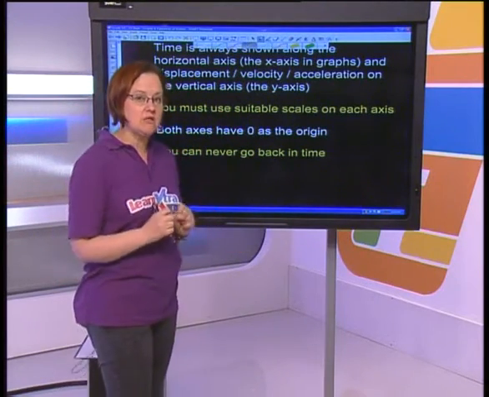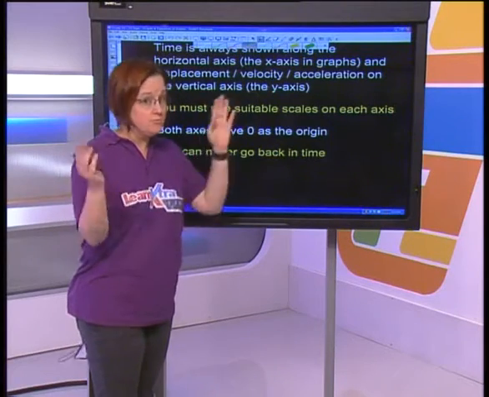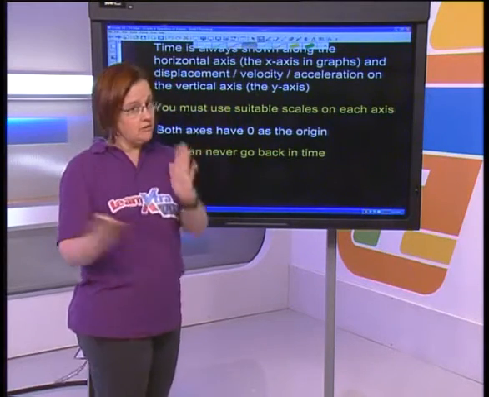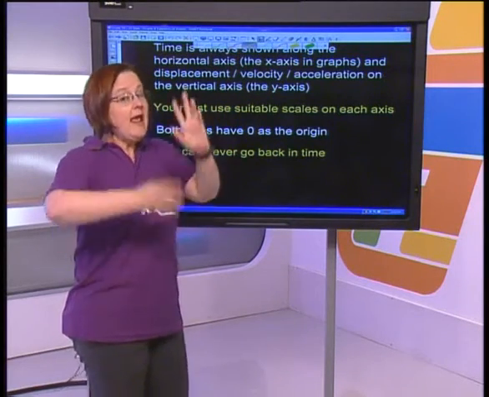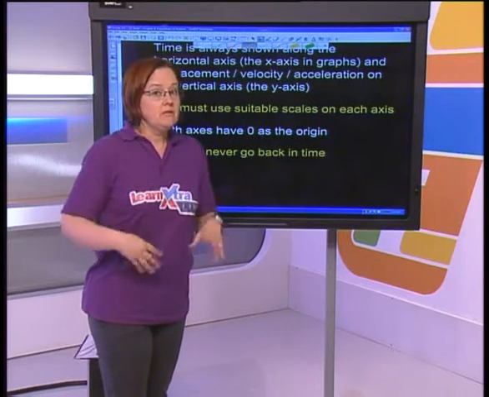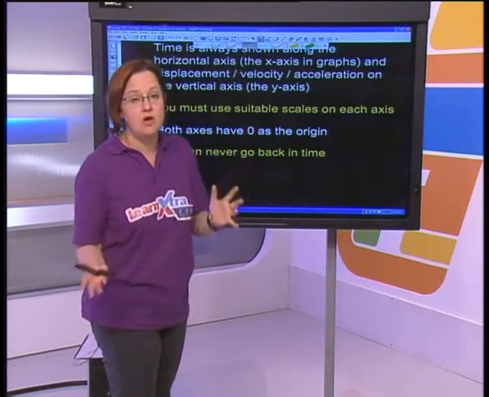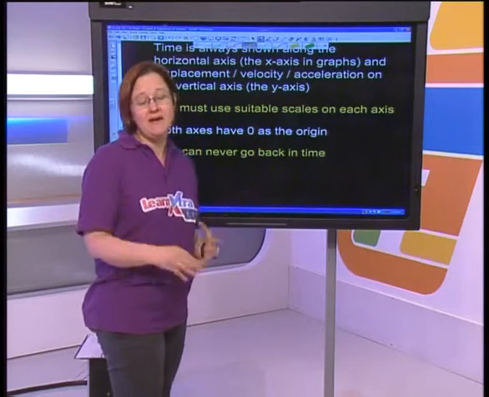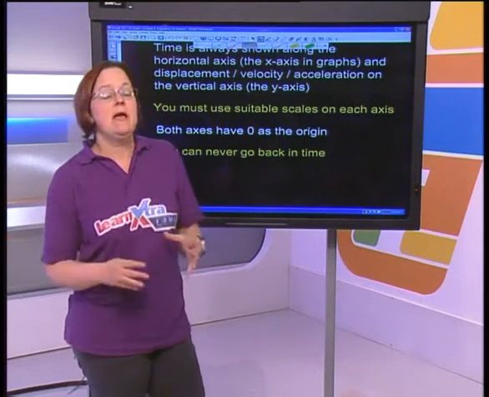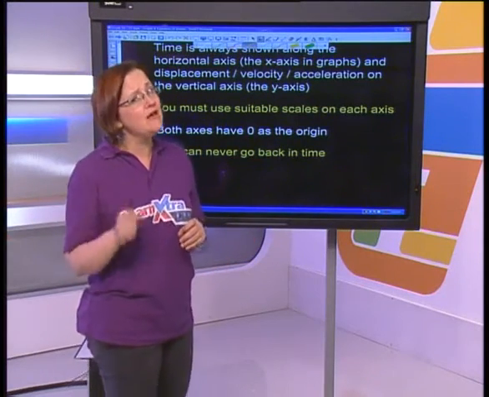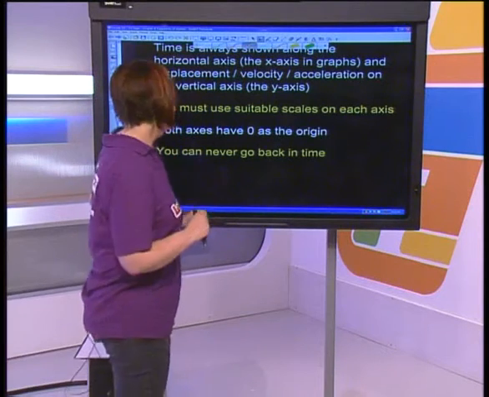Okay, you must have an origin, 0, 0 from both scales, horizontal and vertical, okay, and then you choose a suitable scale, depending on what you have. They don't have to be the same on both axes, because it depends on what you've measured, how far it's gone, what time sort of scales you're using, but you cannot cut your axis. That's very, very, very important, grade 10s.